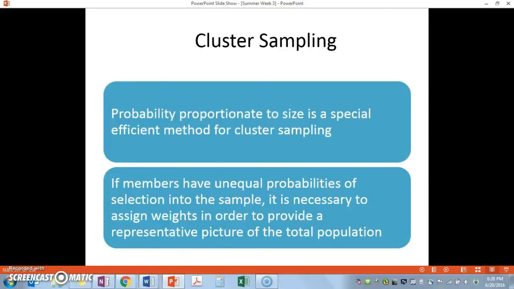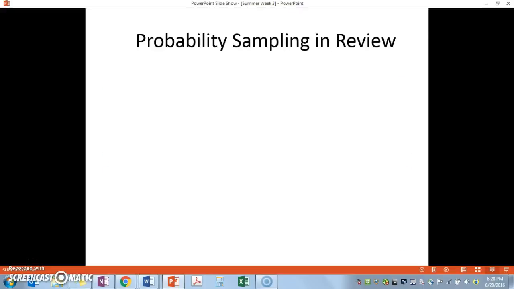So again, the idea here is that it's probability relative to the size of how big you can get within that cluster. It is important to think about, if you've got one area where there are 30 people and another area where there are 20 people and there's different probabilities, then you may have to use some statistics to basically adjust for that. But overall, this is a good technique when you just don't have an easily available list.